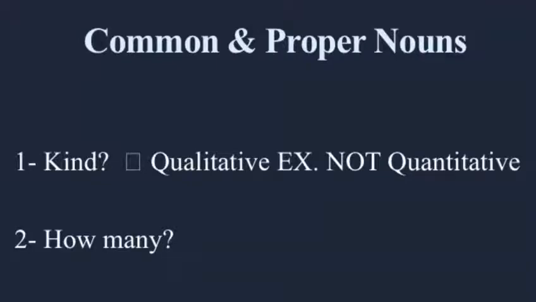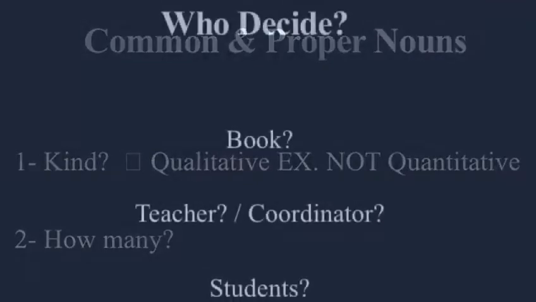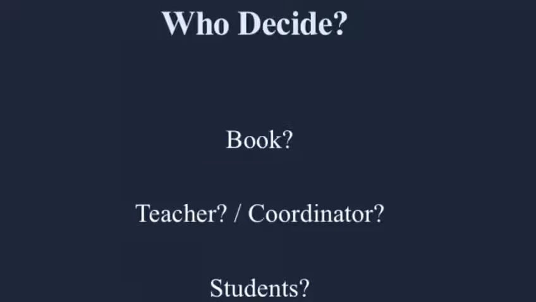If, for example, grade 4B needs more exercises to reach the learning outcome, let's say 6 or 7 exercises, then the teacher needs to offer them more practice until they reach the learning outcome, which is differentiate between common nouns and proper nouns. Who decides? Is it the book, the teacher, the coordinator, the students?